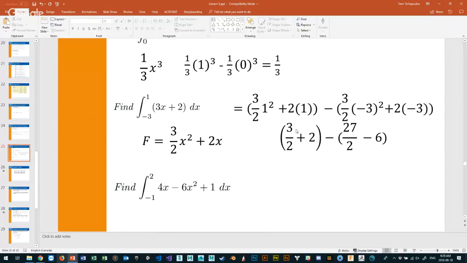You kind of subtract, so 3/2 plus 2 as an example, right? Minus 27 over 2 minus 6, and then basically what you do is you simplify.